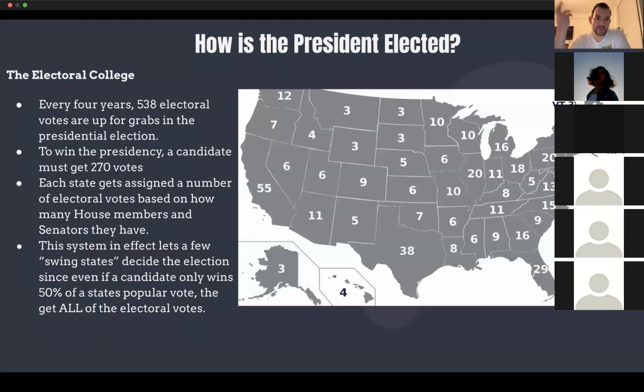So the effect this system has is that it lets a few swing states, we call them, battleground states, as they're sometimes called, essentially decide the election. That's because even if a candidate only wins 50% of a state's popular vote, they still get all of the electoral votes there. And there are some states where it's virtually guaranteed that one candidate is going to win.